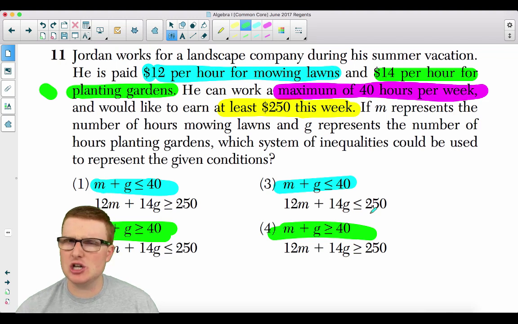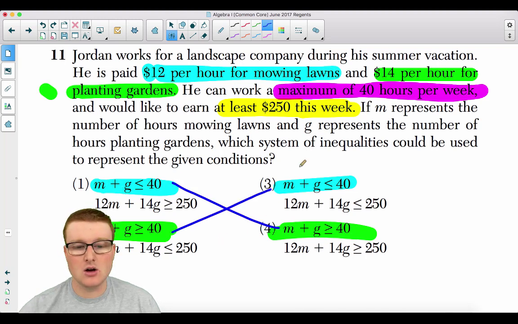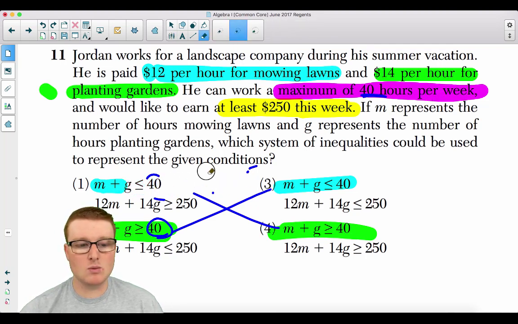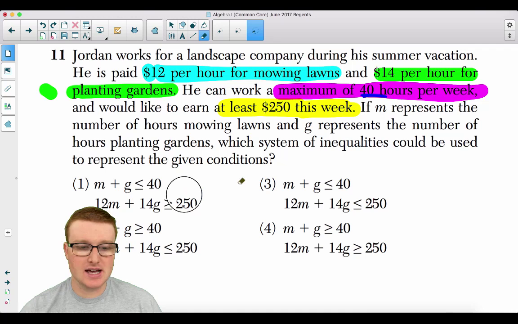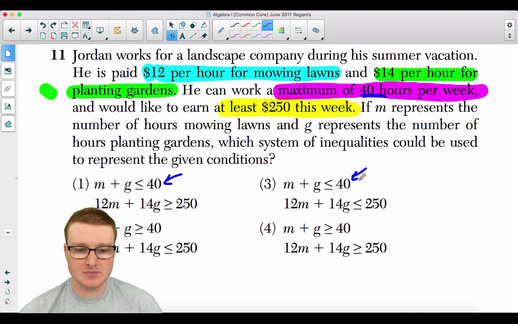What do those mean to you? What you should be thinking about is, hey, Trevor, I know what that says. This is in terms of time. All of these inequalities are in terms of time. That 40 represents the 40 hours that he could work. Well, again, what does the question say? The question says that he could work a maximum of 40 hours, meaning that he could work 40 hours or less. He cannot work 41, 42. He can't work above 40 hours. So your inequality has to be one of these two. It can't be these because you cannot exceed 40 hours for work.